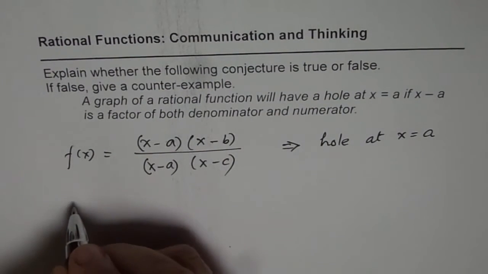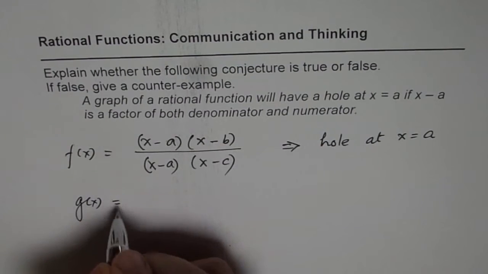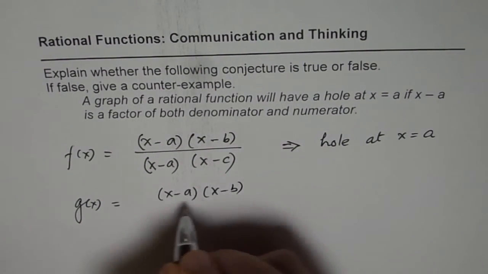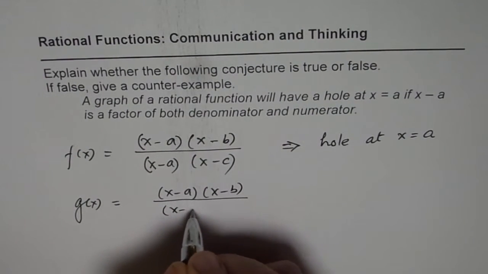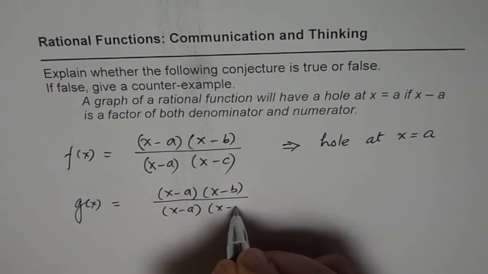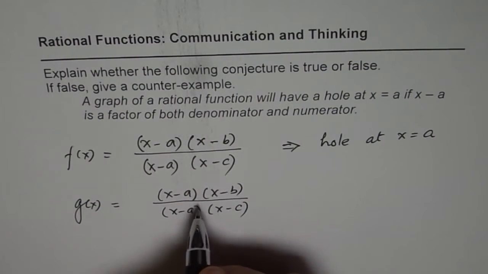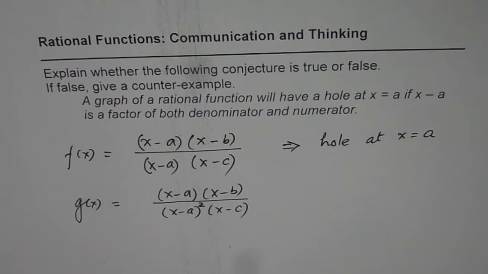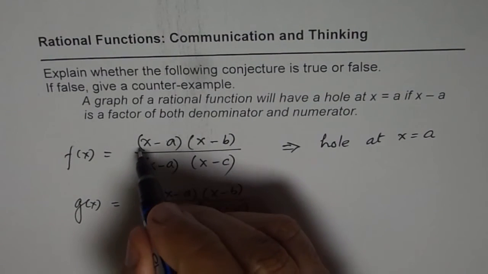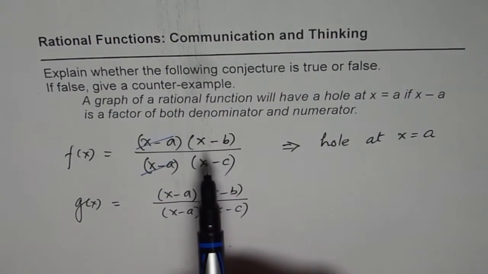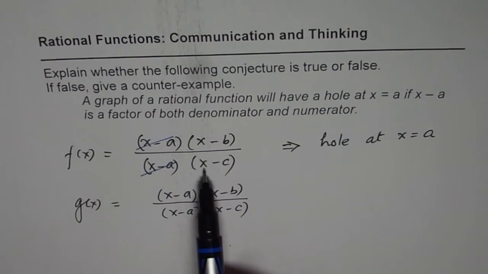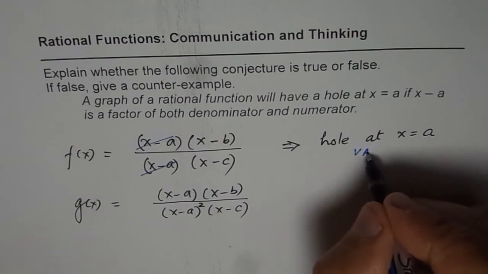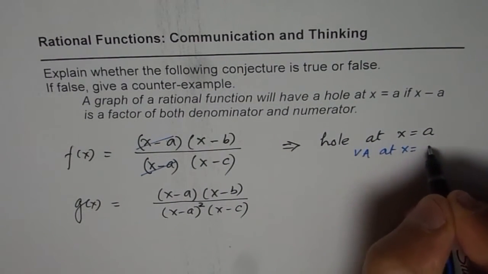But think about this. Let me write another function here. I'm writing the same function first, and then you will appreciate the difference. If I do a square here, now what happens? Now, in the first case, they cancelled out, correct? So we were left with x minus b divided by x minus c, with a hole at x equals a and a vertical asymptote at x equals c.